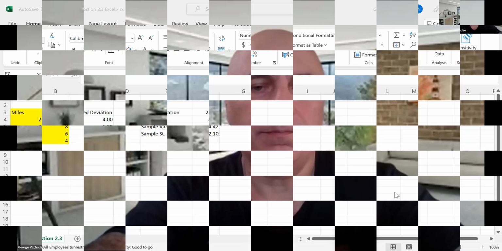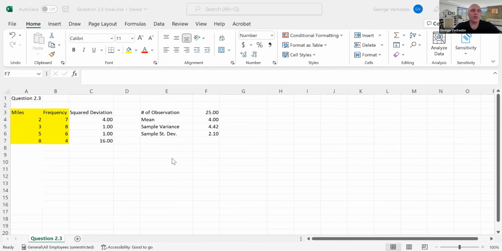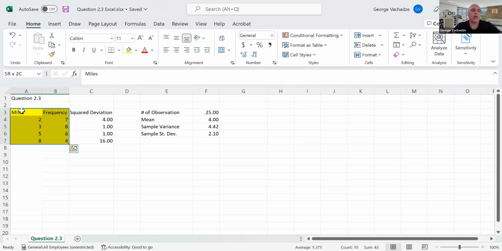Hi, in this short tutorial, I will review how to solve question number 3 from chapter 2 using Excel. On the screen, you see an Excel spreadsheet containing the original frequency table, which is highlighted in yellow. So we have the number of miles, respectively 2, 3, 5, and 8, and the number of people traveling that corresponding miles from home to work every day.